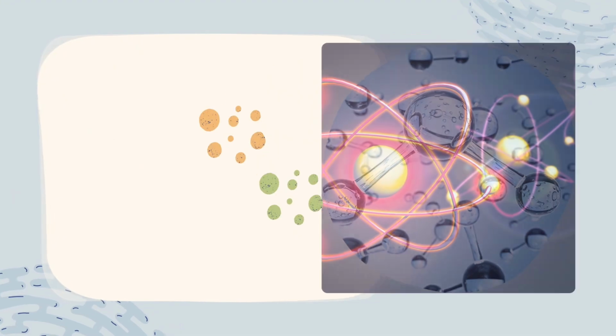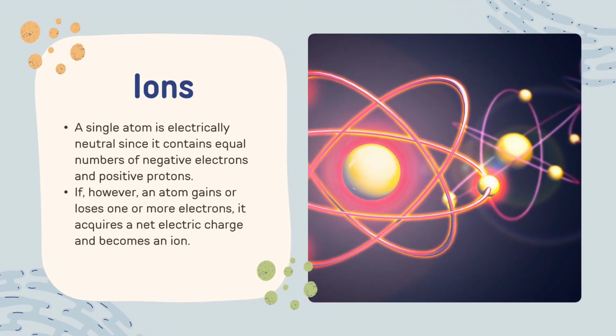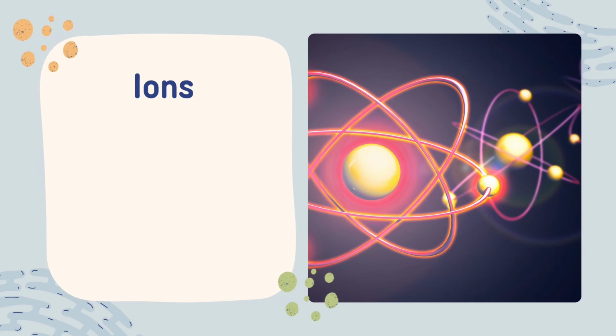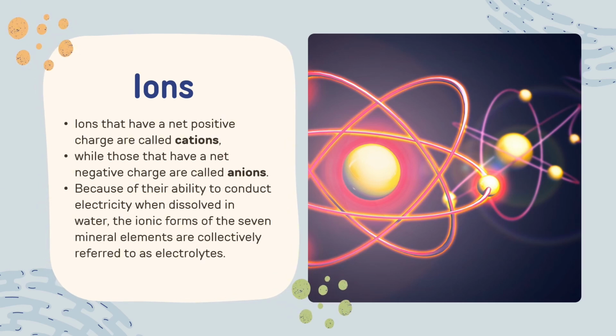Now let's discuss ions. Sometimes atoms gain or lose electrons, and when that happens, they become charged particles called ions. Ions with a positive charge are called cations, while those with a negative charge are called anions. When ions like sodium, potassium, and chloride dissolve in water, they become electrolytes. These are crucial for functions like nerve conduction and muscle contraction. Electrolytes keep our body balanced and energized.